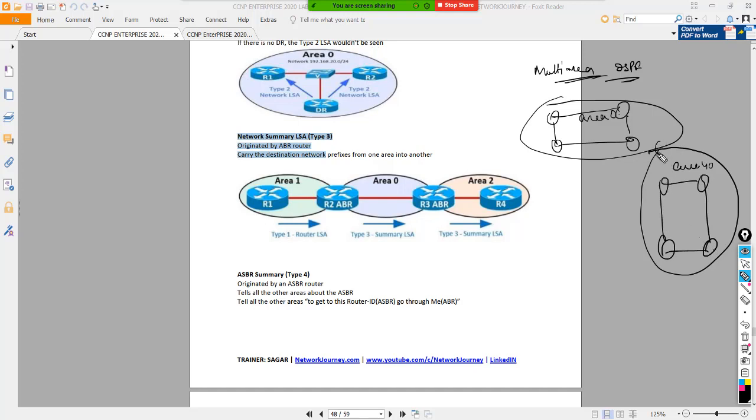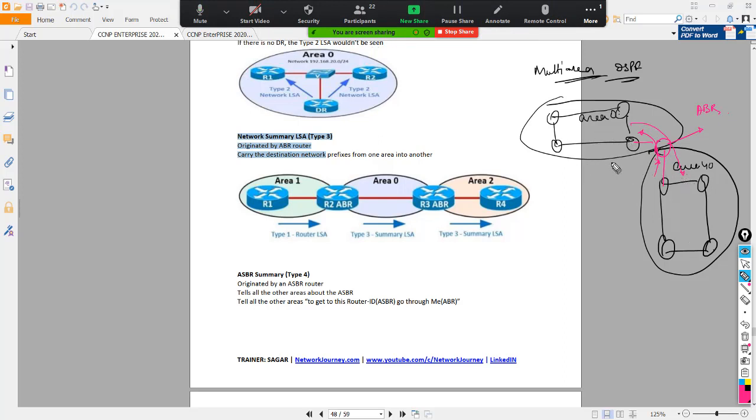Let's say there is one more router which is acting as the ABR. ABR is nothing but area border router. So what is the work of this ABR? The ABR is going to send or inform all the networks to area 0, and in a similar way, whatever networks or links are learned in area 0 will be passed to this side. So basically they are going to keep track of every link.